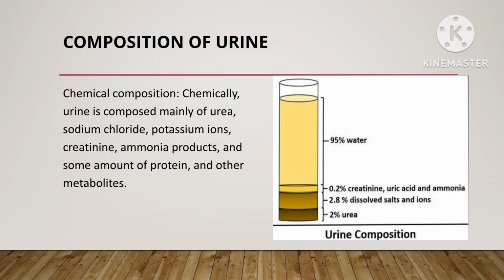The chemical composition of urine is mainly composed of urea, sodium chloride, potassium ions, creatinine, ammonia products, and some amount of protein and other metabolites. Here on the right side, you can see the composition percentage of the urine. It is mainly composed of 95% water, 0.2% creatinine, uric acid, and ammonia, 2.8% dissolved salts and ions, with 2% urea.